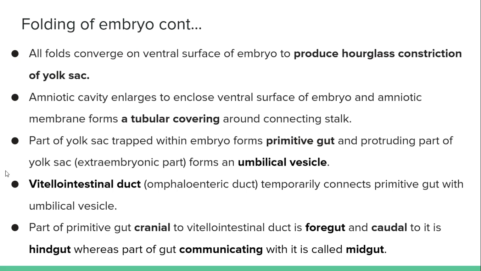We are continuing with the embryonic development, 4th week to 8th week. Now you're looking at folding of the embryo. We tend to find that all folds converge on the ventral surface of the embryo to produce a constriction of the yolk sac. The amniotic cavity enlarges to enclose the ventral surface of the embryo, and the amniotic membrane forms a tubular covering around the connecting stalk. Part of the yolk sac trapped within the embryo forms the primitive gut, and the protruding part of the yolk sac, or the extra-embryonic part, forms the umbilical vesicle.